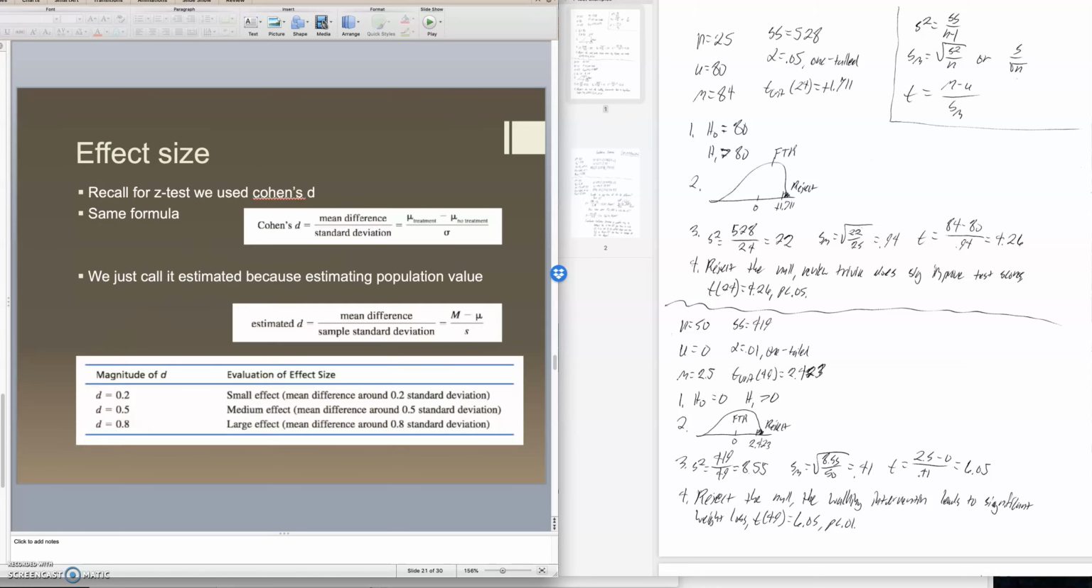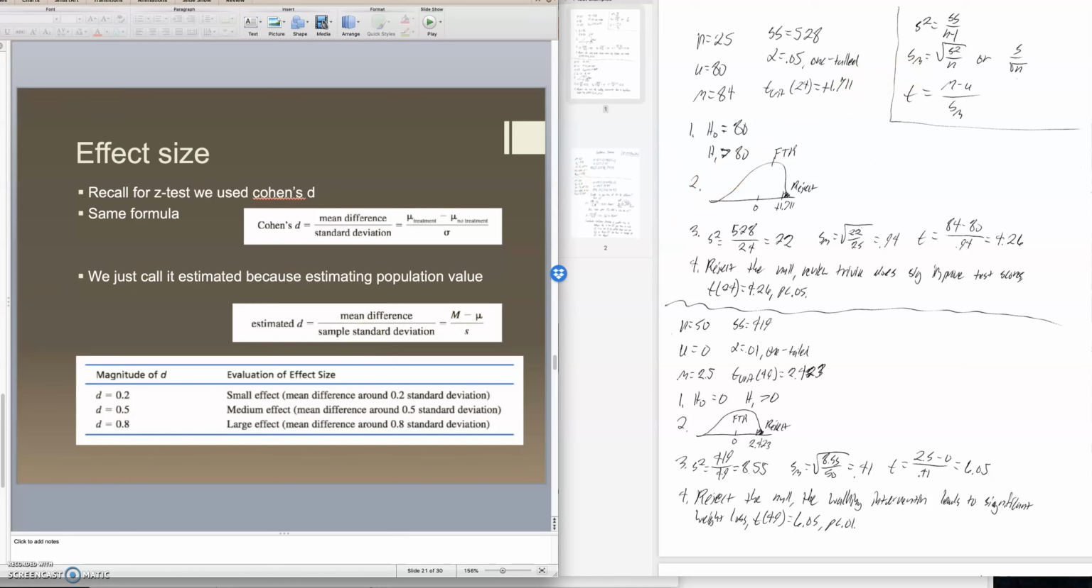And the next slide was just recapping the effect size. It works the same way as before. The only difference, same way we were talking about the estimated standard error, is we're now using sample standard deviation, or s, down here to calculate the Cohen's d, and this time we call it estimated Cohen's d. So you see that shift from standard deviation to sample standard deviation makes it estimated, same way we had estimated standard error over here.